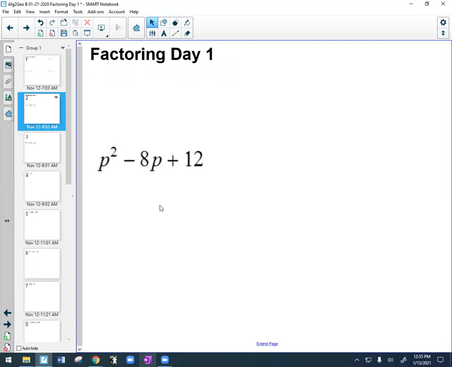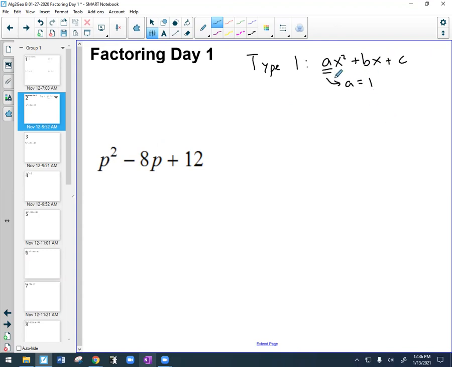So I think of this as like a type 1. And the trick here is that you think about every quadratic trinomial looks like this. And the type 1 is where a equals 1. That's where there's no number in front of the squared term. And my example here is x squared, but it could be p squared. It doesn't matter what it is, something squared. And when the number in front of it is 1, or there's no number there, that means there's a 1.